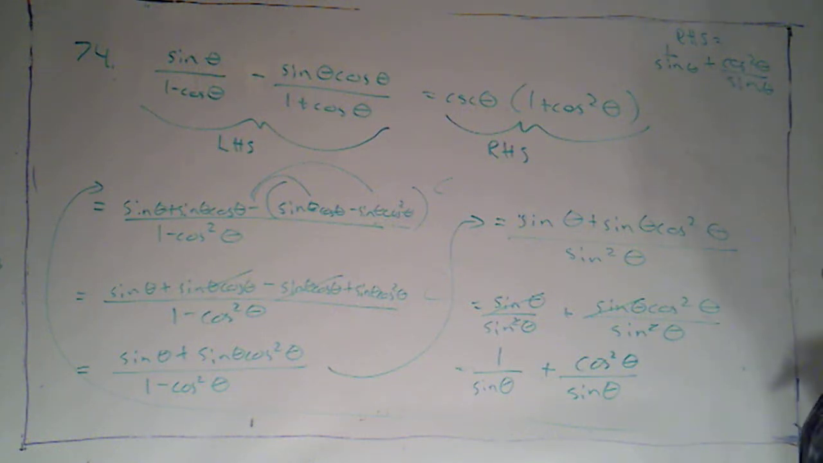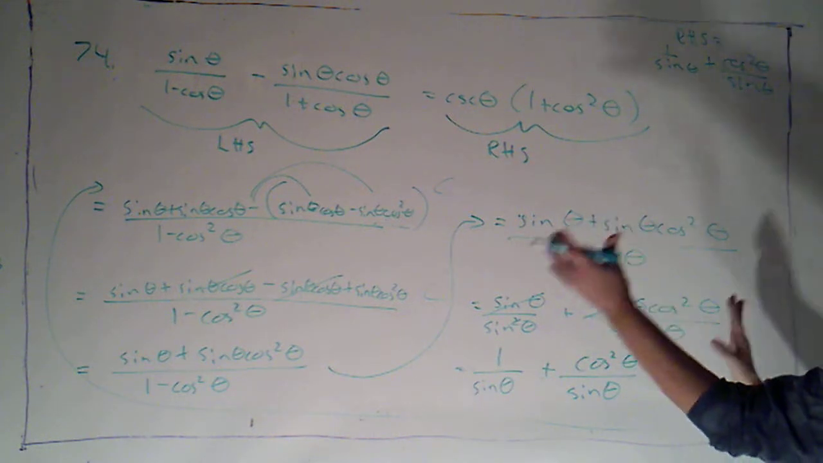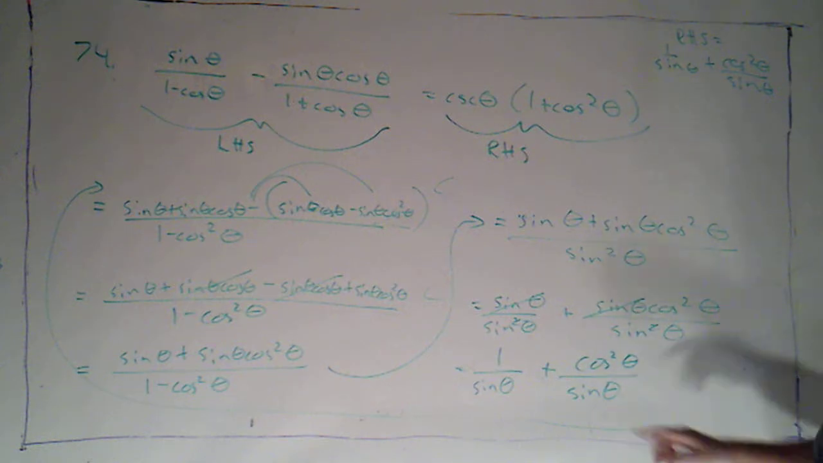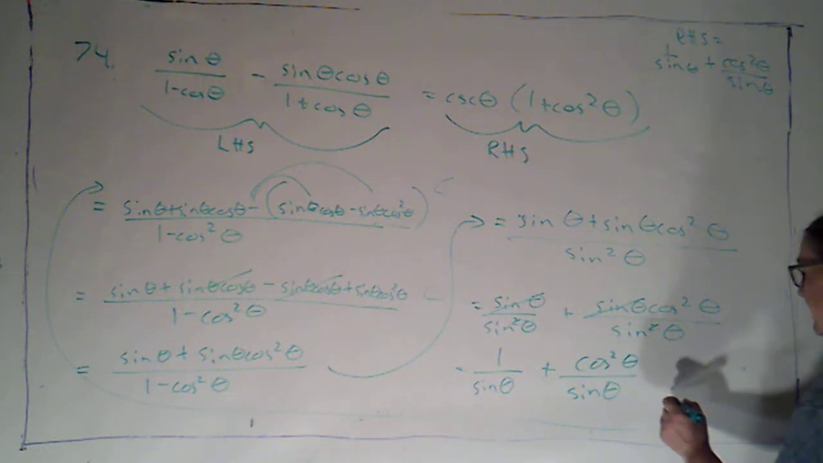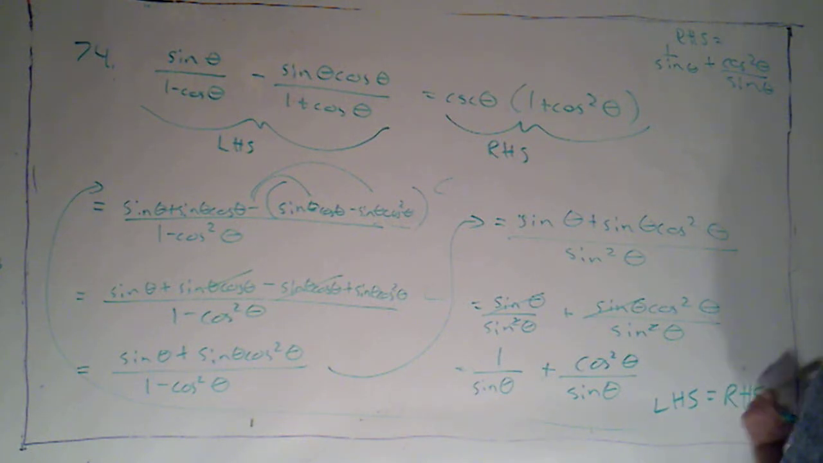Okay. So, my first paragraph, I simplified the right-hand side to this. Now, took us a little while, but we simplified the left-hand side to the same thing, and I just want to state the left-hand side is equal to the right-hand side, so we've proved our identity.